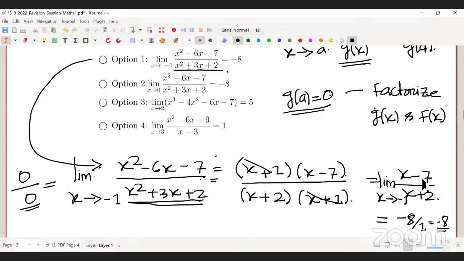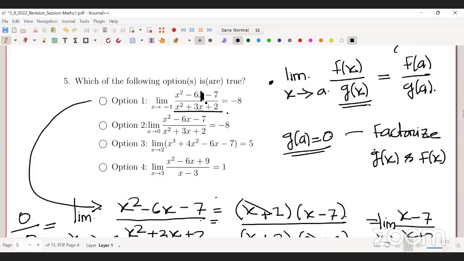Basically you need to differentiate both the denominator and numerator, and then you can apply the limit. More or less I'm doing the same thing. Slightly different. So what about option 2? Sir, option 2 is minus 7 upon 2. So that is not correct.